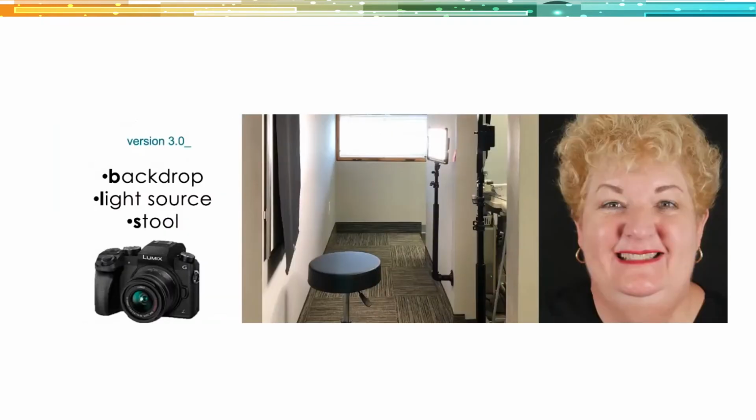And so my photo studio setup has gone through a couple of versions. We're currently on our third version, and we basically just need a backdrop. We have that little black backdrop. We have a little stool that we got from Amazon, and we have a light source. We have those continuous flat panel LED soft boxes. They run on camera batteries, so there's no wiring.